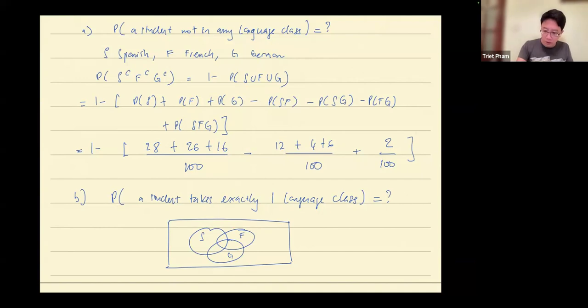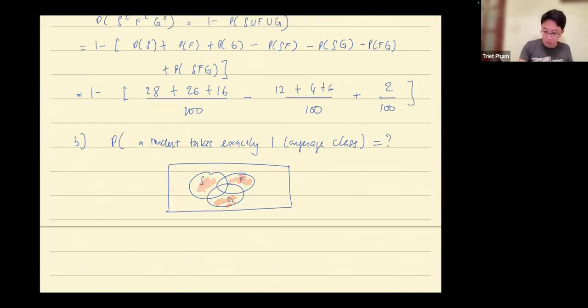The way I would do it is just to basically add up all these things, making sure we do it once. So this is the area we want to add up, because these are exactly the parts where they are only in one language class. So for example, the one that is only taking Spanish will be P of S.